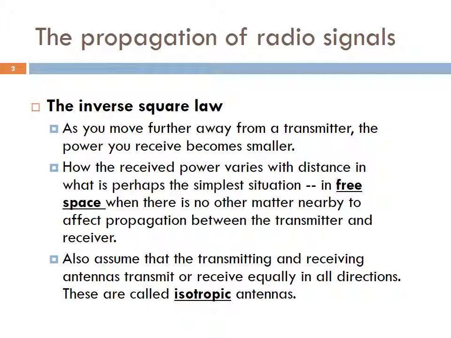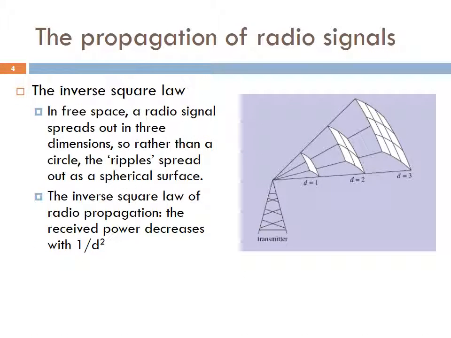that they are not usually constrained to move on a plane surface. In free space, a radio signal spreads out in 3 dimensions, so it forms a sphere rather than a circle. As you can see in the following figure, that shows 3 successive positions of an expanding wave. The spherical expansion has been cut away to show more clearly what is happening to a small area.